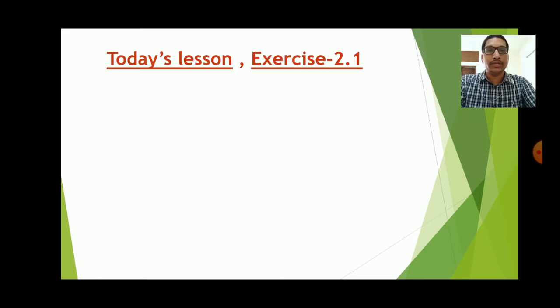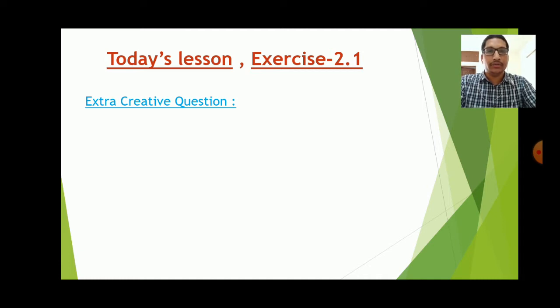Now our today's lesson, exercise 2.1. Today we will do an extra creative question. So here at first I will give you this creative question and you will write it in your CW copy. After that we will solve A, B and C gradually.